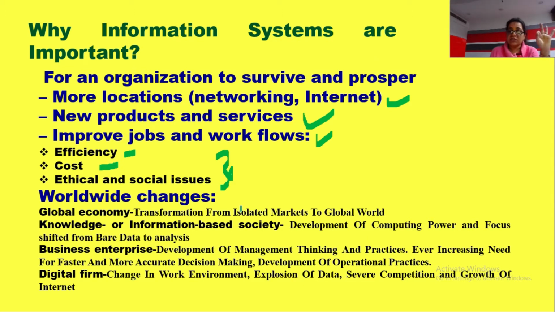There were worldwide changes. When we talk about worldwide changes, it means there was a global economy. When we say global economy, it means we were moving from isolated markets to global markets, that is, we had to lead in the global world now. Knowledge or information based society means we have more computing power and more focus on data analysis rather than simply working with the data. We require better data analysis to reach the correct targeted audience and customer.